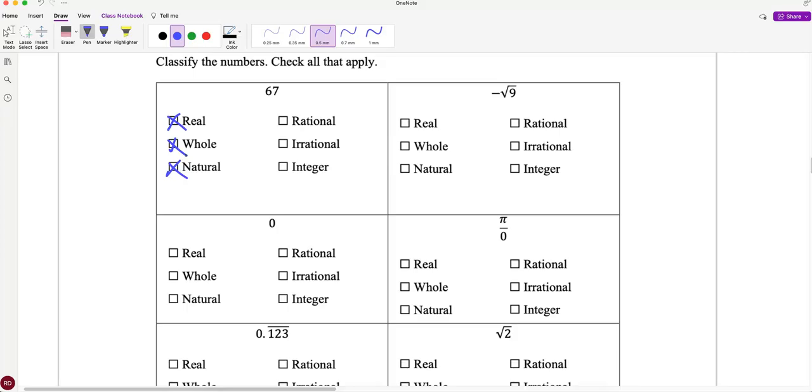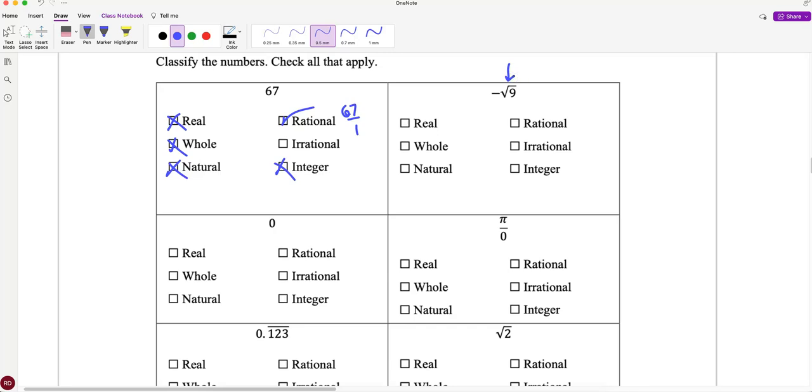Is it rational? Can you write it as a fraction? Yes, okay. Is it irrational? Answer is no. Is it an integer? Yes, okay. Remember.